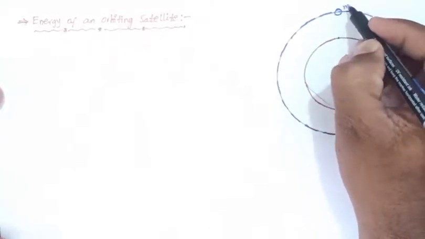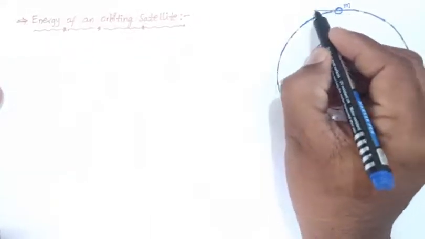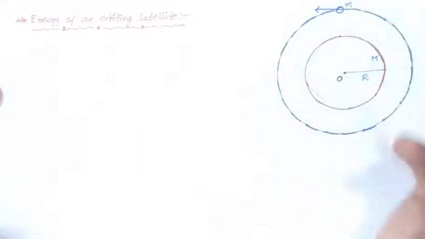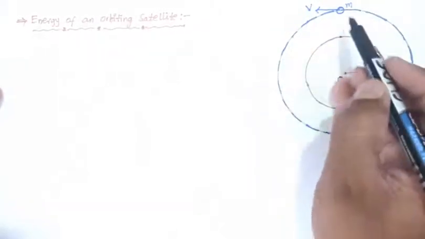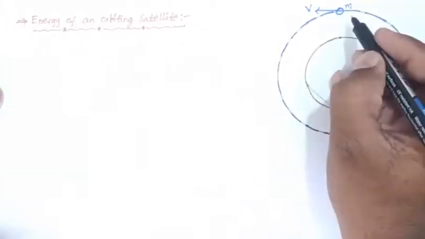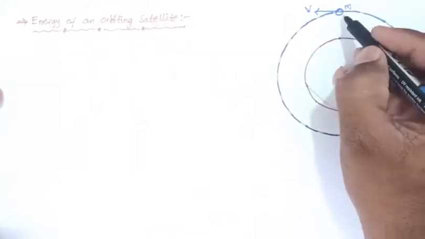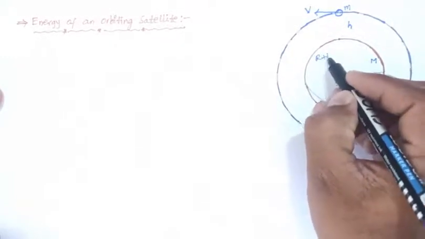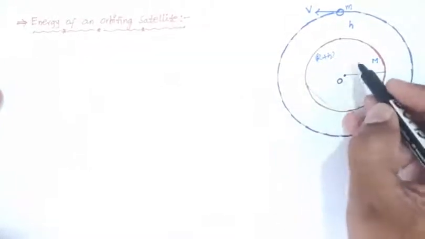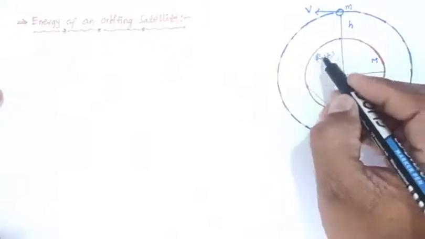The mass of the satellite is small m. We can provide a certain horizontal velocity, V. What happens? It revolves around the Earth continuously. The height from the Earth's surface is h. Then the total distance from the Earth's center is R plus h.